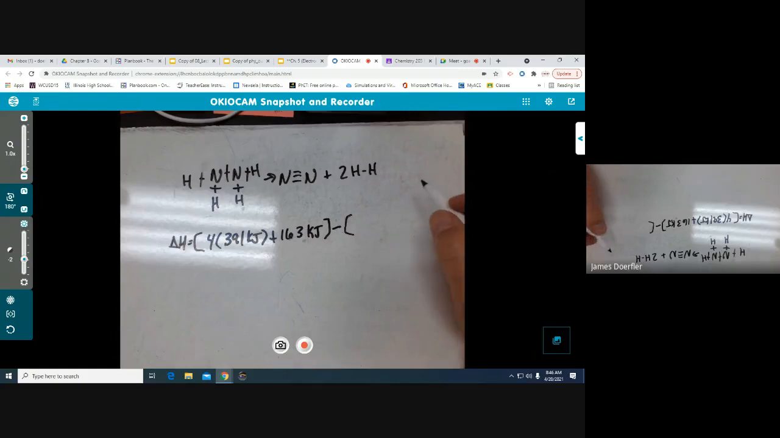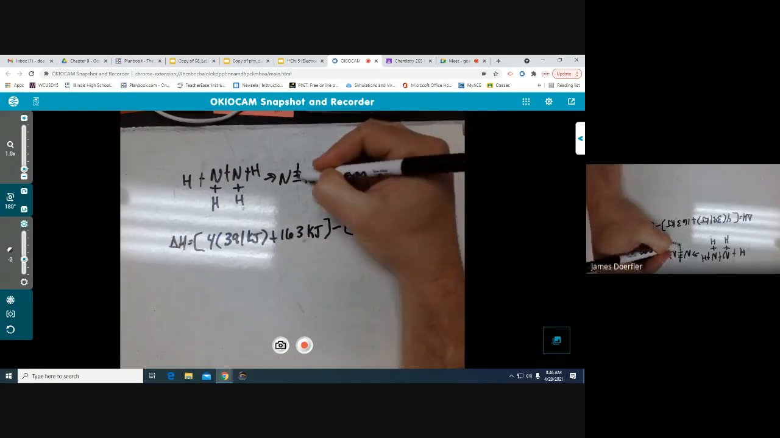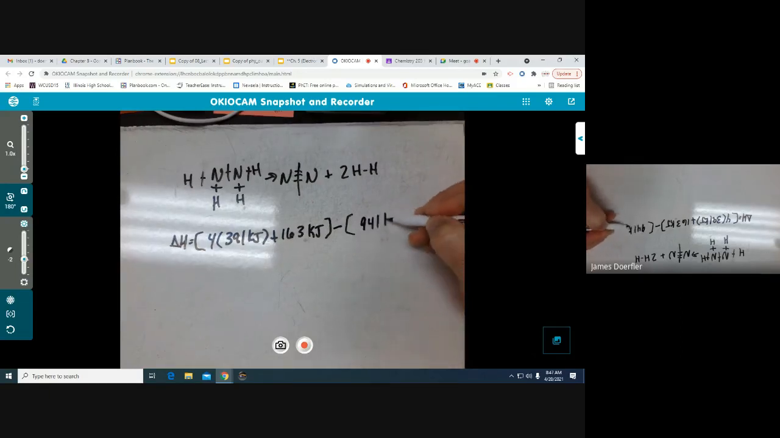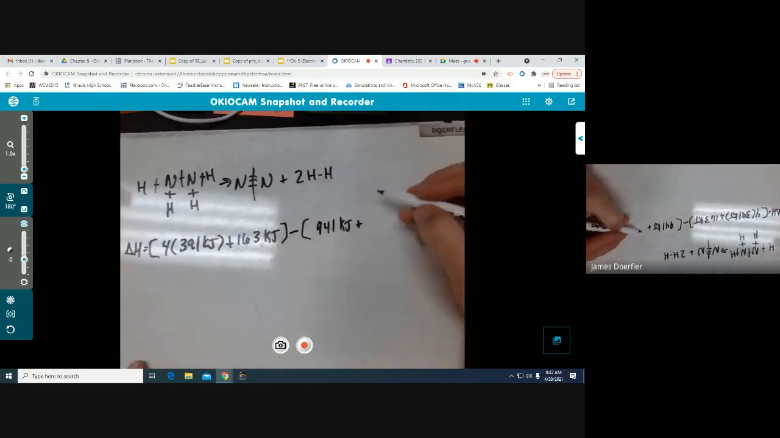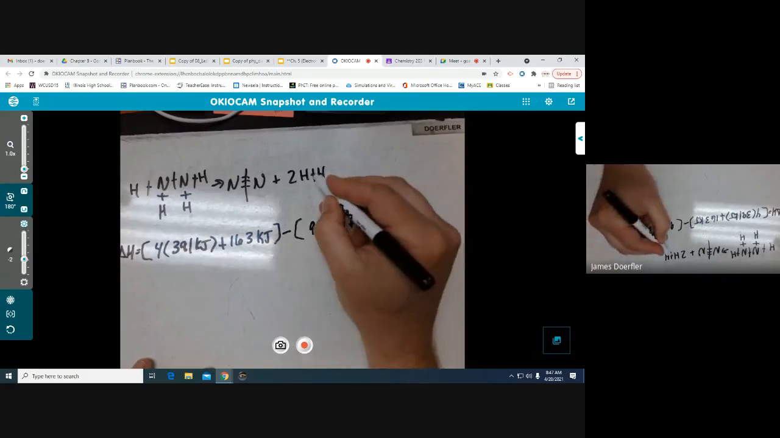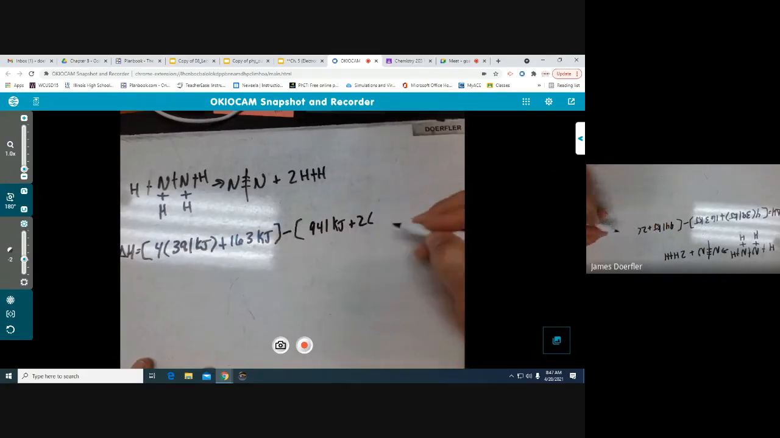Nitrogen to nitrogen triple bond. We got to break that. What's its value? 941. Again, there's only one. And then a hydrogen to hydrogen single bond. There's 2 of them. So we have to put 2 times whatever H to H is. 436. Okay.